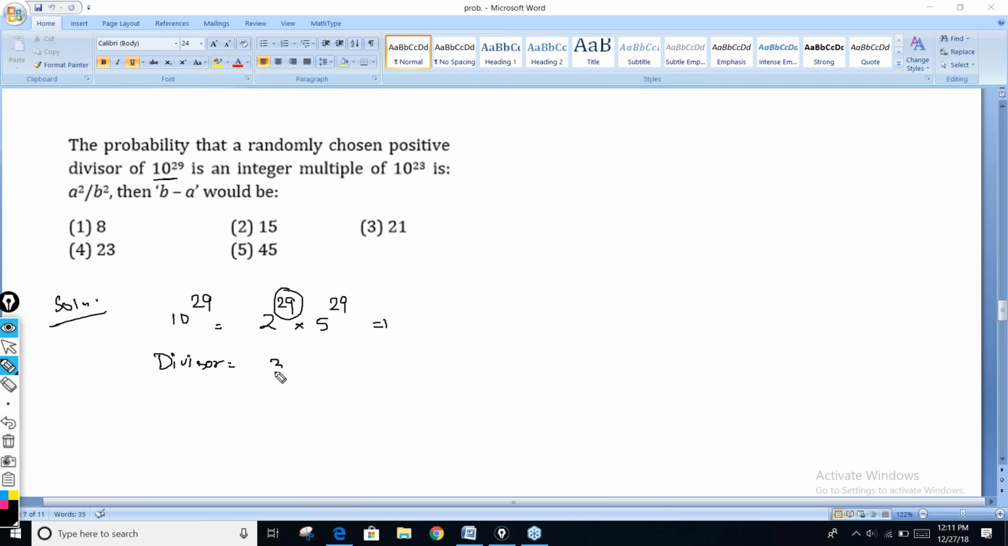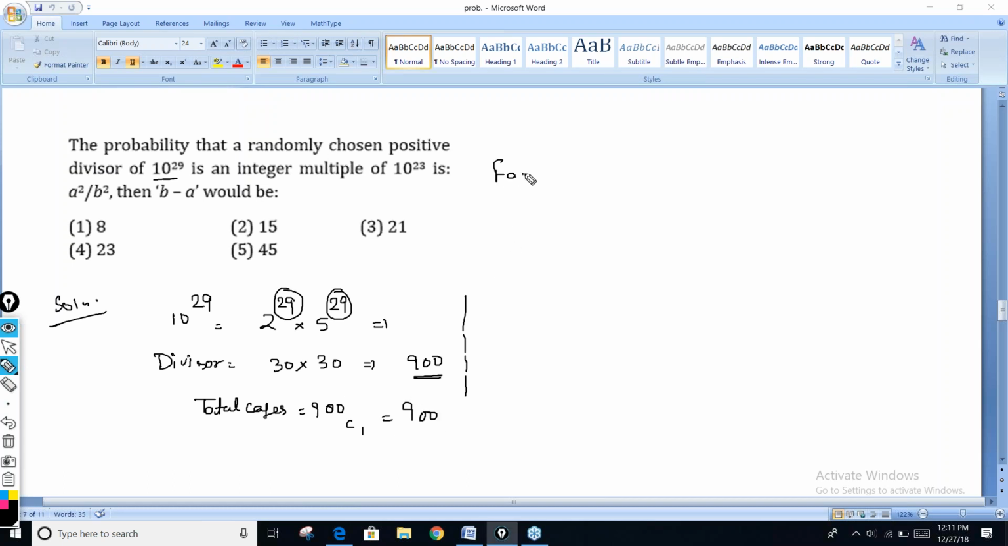So how many choices? 30 choices. How many choices? 30 choices. So total 900 divisors are there. So we are selecting any one of the divisors out of these 900 divisors. So total cases are 900. We need to select one of the divisors out of these 900 divisors. So total are 900 cases.